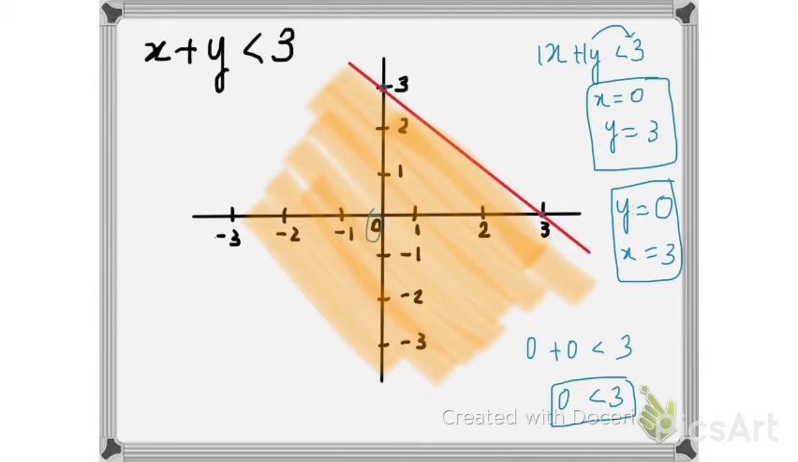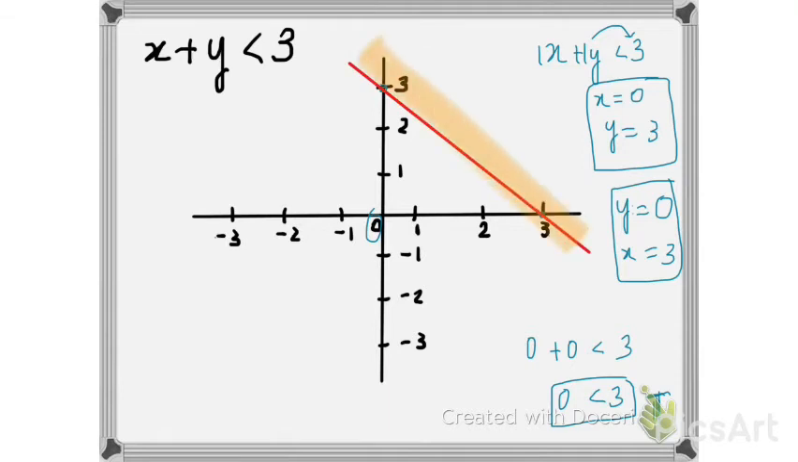But if they have asked for the unwanted region, now we know that 0 less than 3 is true. If it is true, we shade it towards the origin, which is the 0. But if it is false, we shade it away from 0, which means over here, this side. So when they want the unwanted region, here we got true, but they don't want true, they want the unwanted region. So we'll have to shade the false region. So we'll be shading this side. This portion will be the unwanted region.